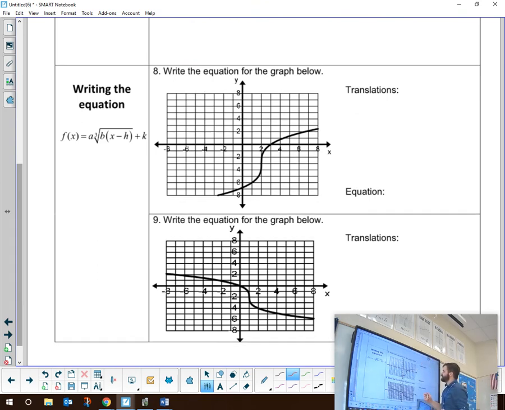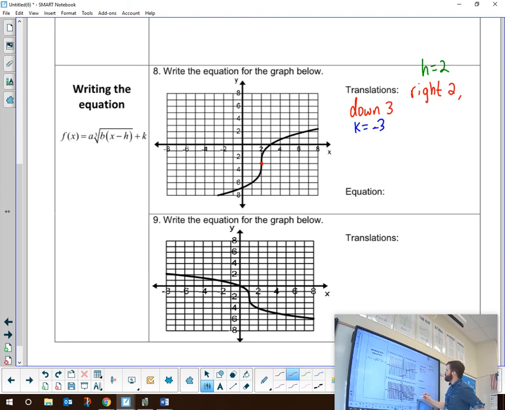And let's find our center. So our center is going to be right there at over 2, down 3. So we're going to go to the right 2. We're going to go down 3. So that tells me some stuff, right? My h is 2. My k is negative 3.